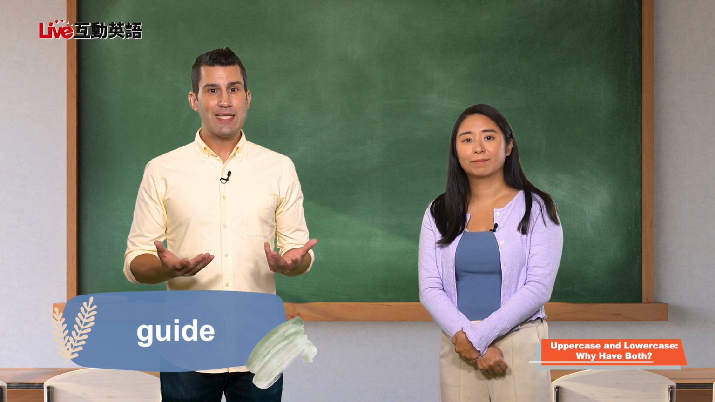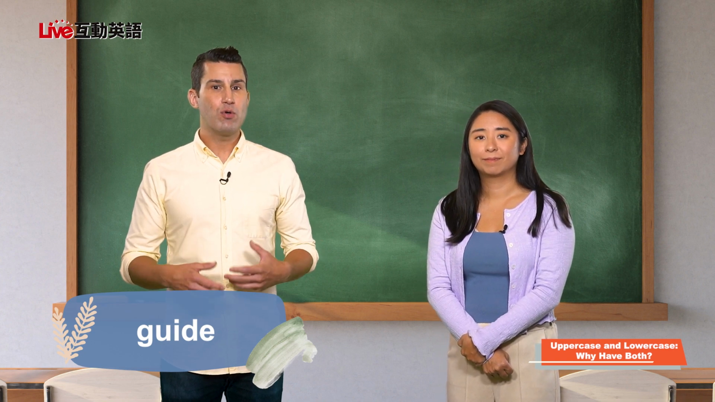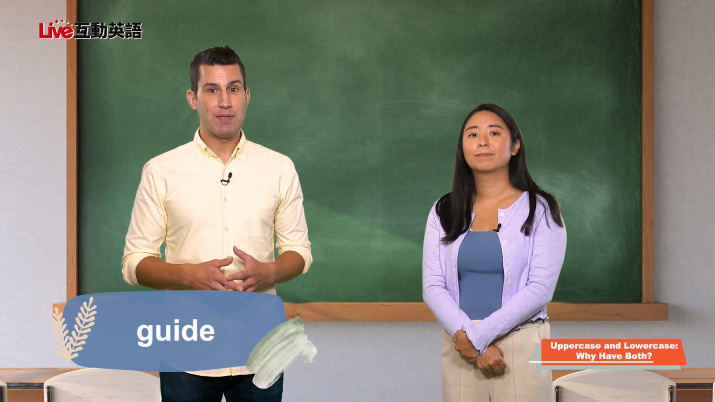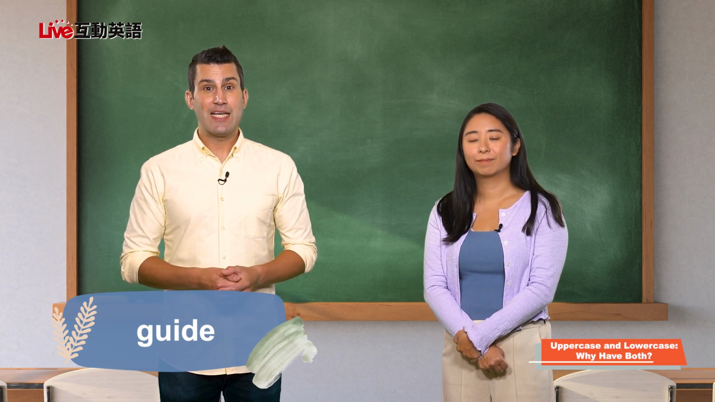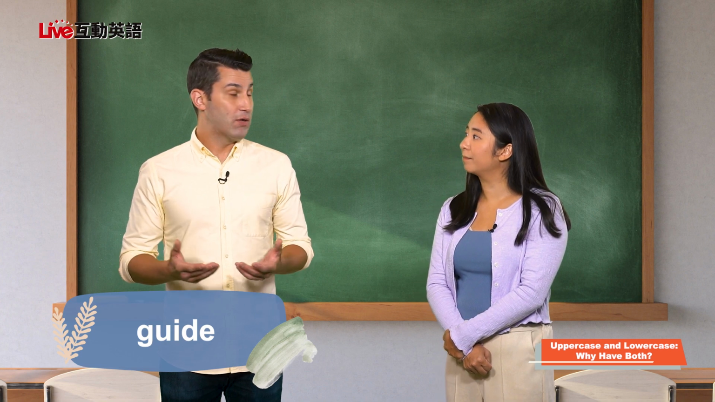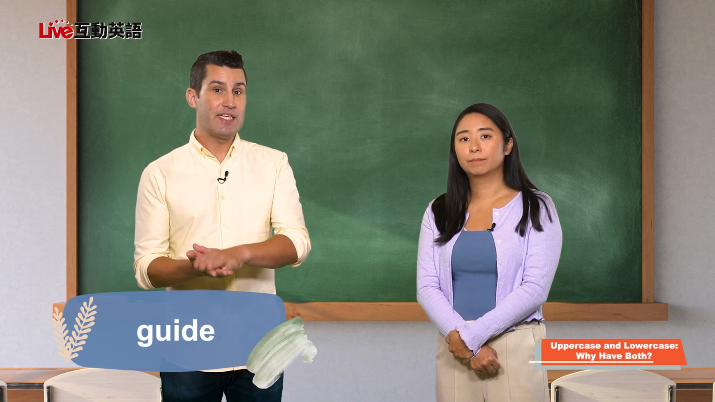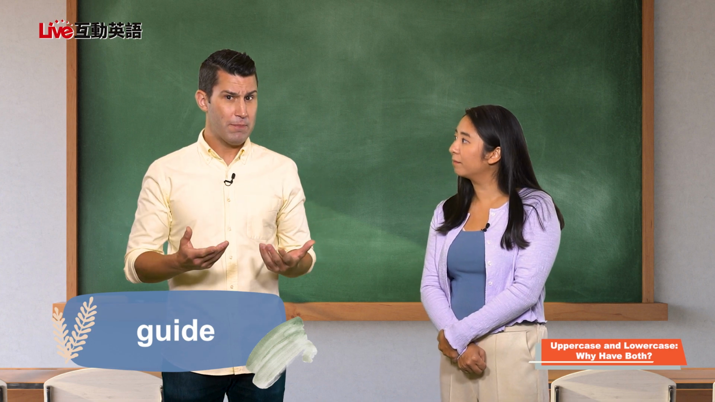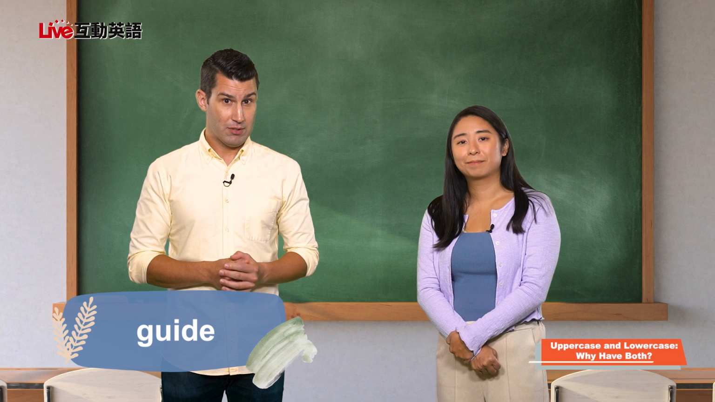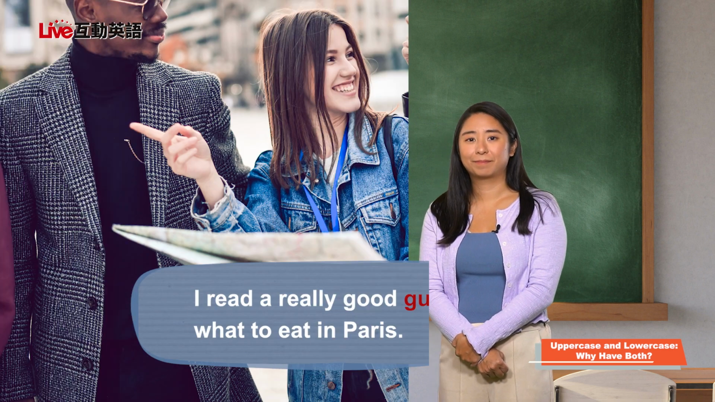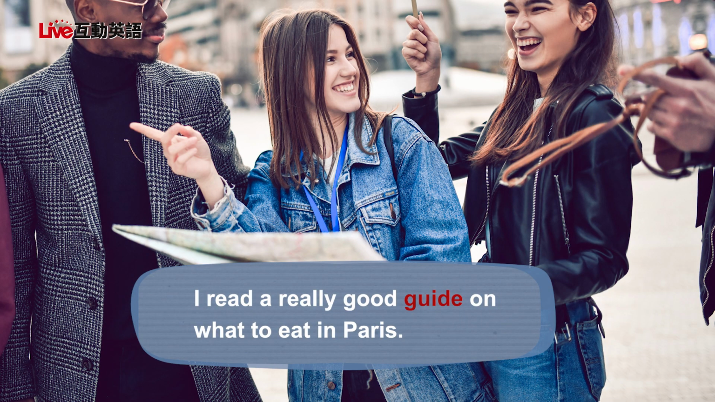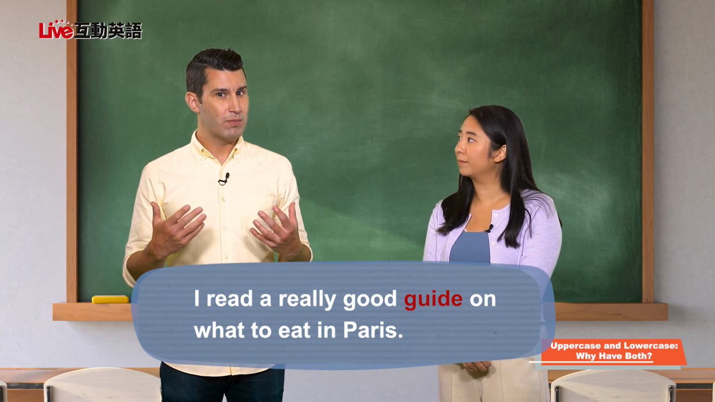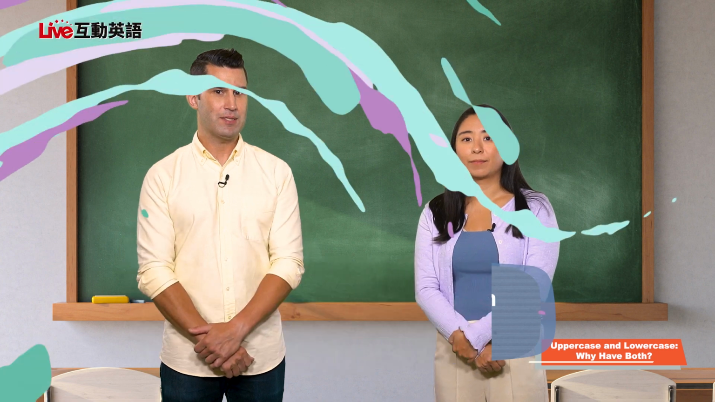So a guide is something that tells you or shows you the correct way that something should be done or something can be done. So in this case, it would likely be something that is written down like a book. We could say a guide. I need to check the guide. You check maybe a little book, or it could be a piece of paper that tells you when to use capital letters. Another example, I read a really good guide on what to eat in Paris. That would tell you the great places to go and where to find the best food in Paris.